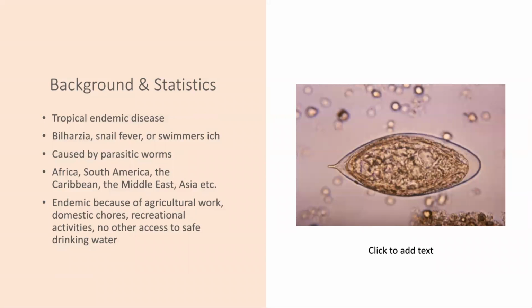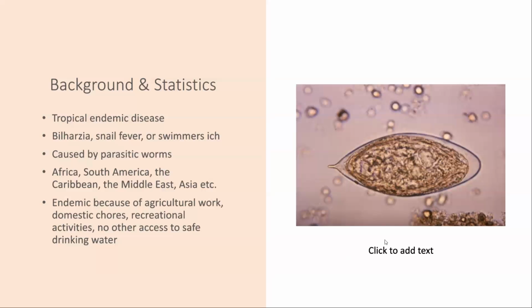This disease is caused by parasitic worms, and it's most found in Africa, South America, the Caribbean, the Middle East, Asia, and others, which I'll also go through in a little bit. It's endemic because certain places are forced to go into these infested waters because of agricultural work, domestic chores, and recreational activities, and they really don't have any other options since there's no other access to safe drinking water. This disease is also known to be in areas or regions with high rates of poverty, and I'll discuss that in a little bit as well.